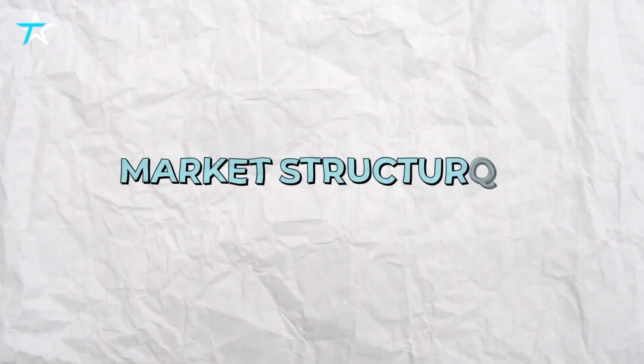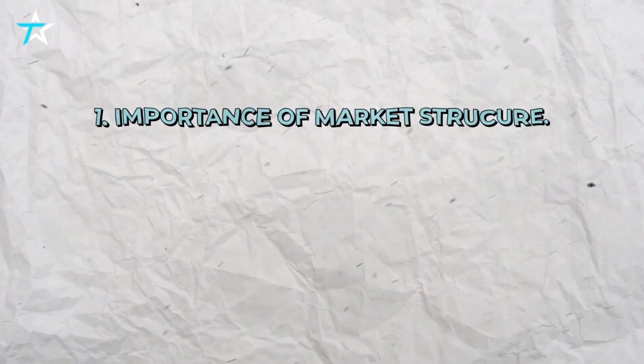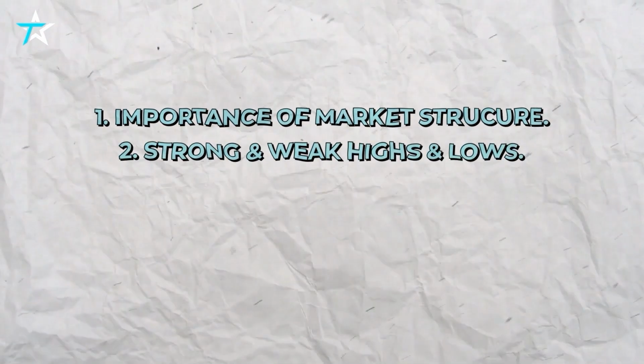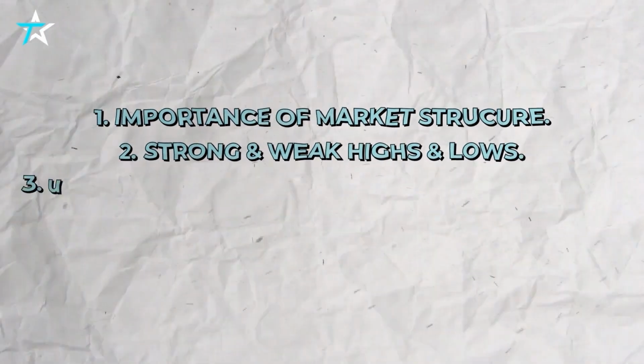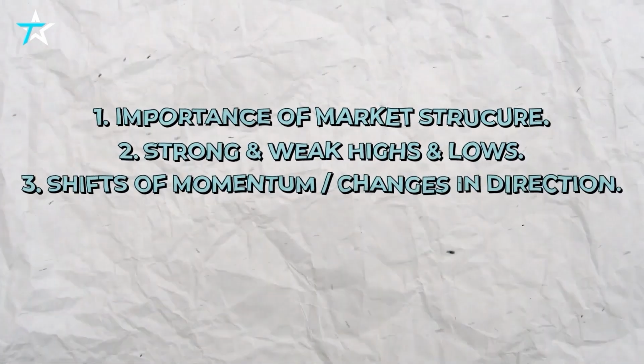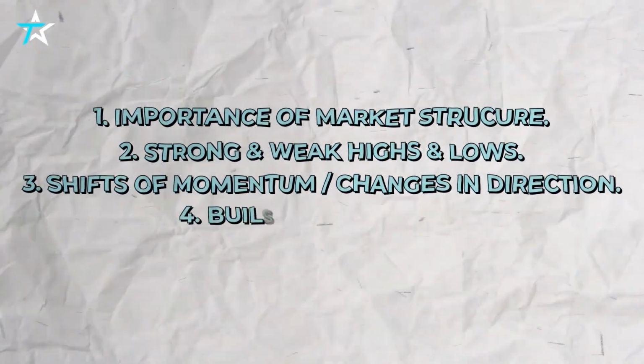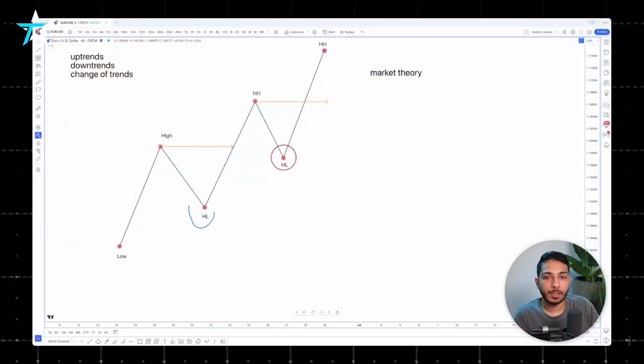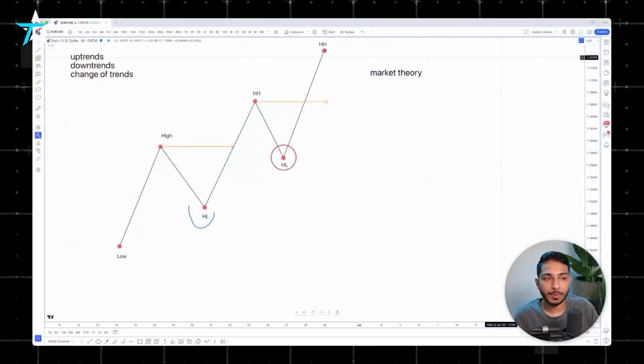And in today's video, we want to talk about market structure and the importance of market structure. There's a few key things we want to talk about. We want to talk about how and why it is so important to understand market structure. Number two is strong and weak highs and lows. Number three, shifts of momentum, changes of directions. And we want to talk about building out a map and putting it all together with multi-time frame analysis. So let's go ahead and hop on the charts and just start getting right into it.